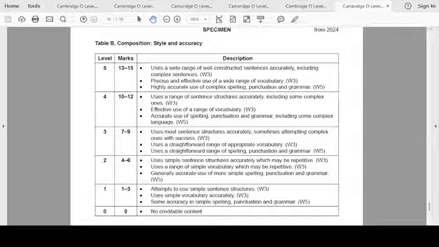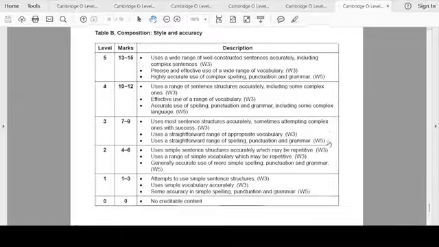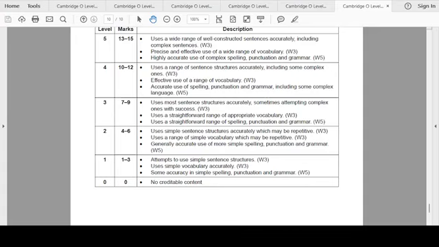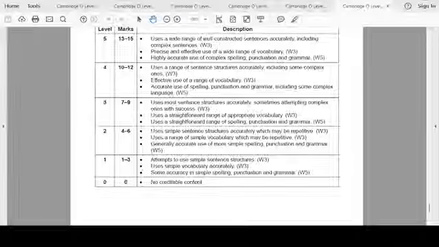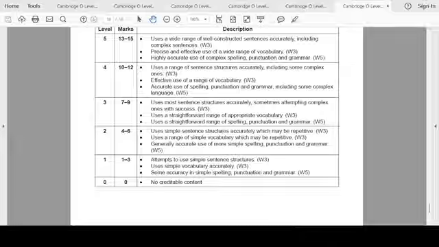Okay, and level 3, right, uses more sentence structures accurately, sometimes attempting complex ones with success, right? So they are daring, perhaps. Obviously every student has their own level, despite however much effort they put in. And honestly, it is the effort that is important. As long as you put in the effort, the results follow, and it's good. That doesn't mean you slack off, right? Again, the requirement is that you put in the required effort, you give it 100%, right?